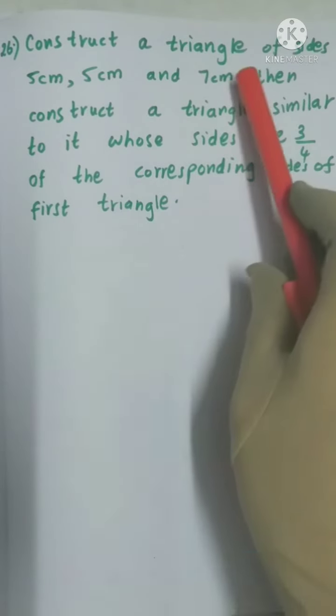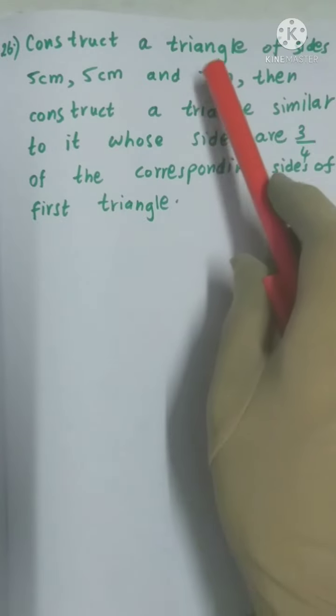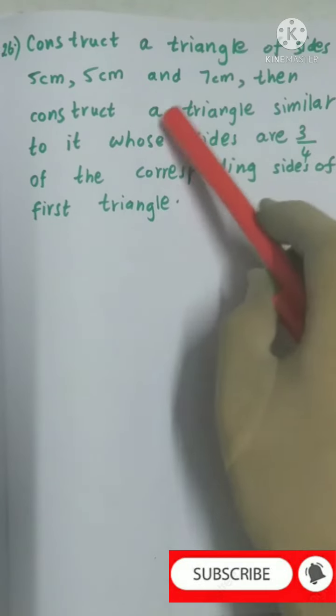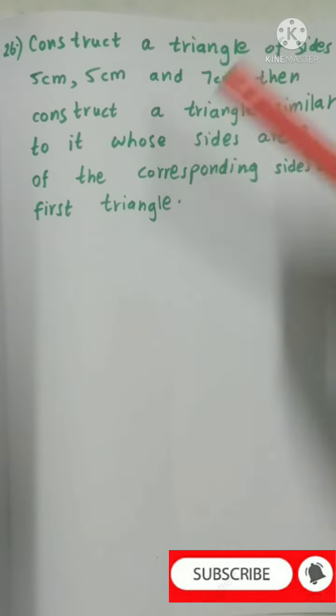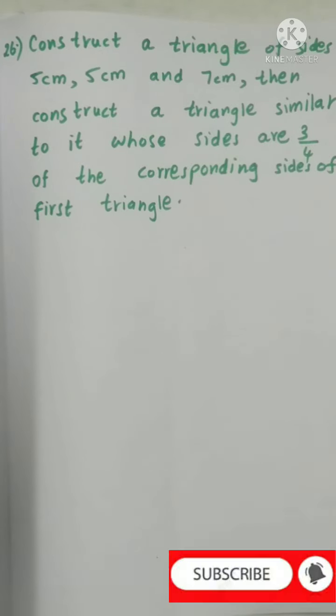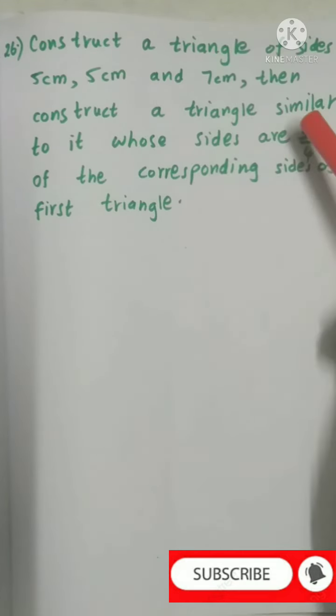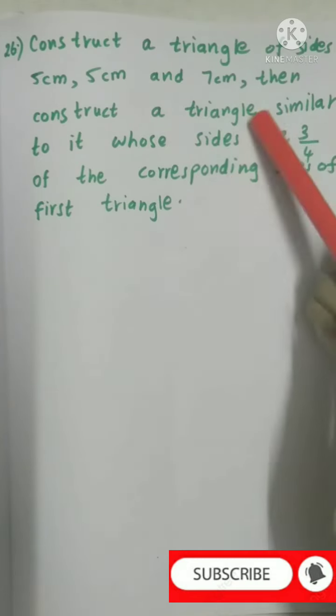26th question. Construct a triangle of sides 5 cm, 5 cm and 7 cm. Then construct a triangle similar to it whose sides are 3 by 4 of the corresponding sides of the first triangle. Before starting this question, I would like you to observe that in practice paper 1, construction of a circle was given, that is from the chapter tangents and secants, and in this practice paper 2, a question on similar triangles is given. From these two questions, any one question will be given, either to draw a pair of tangents to a circle or to construct a similar triangle with the ratio of a proper fraction. Proper fraction means a fraction in which the numerator is less than the denominator. This will be given to you.